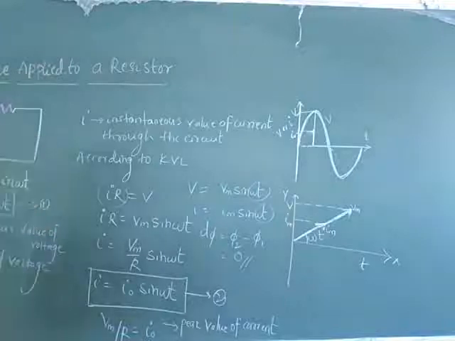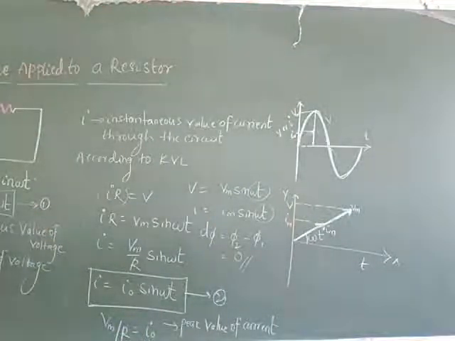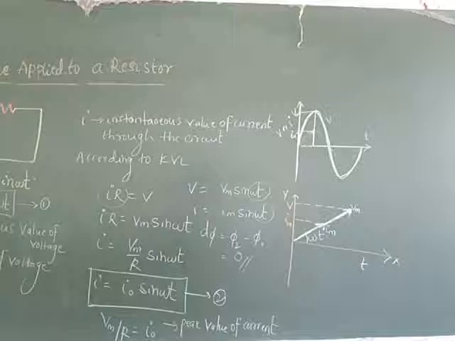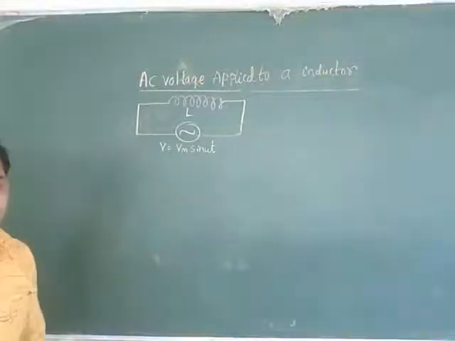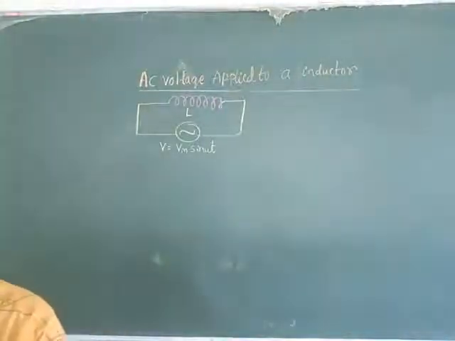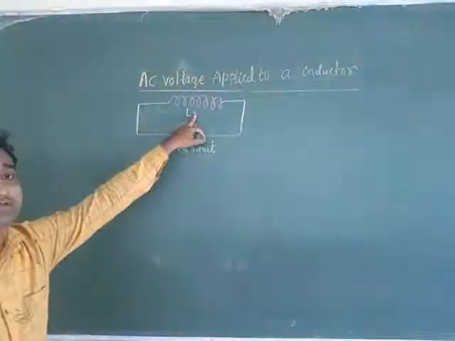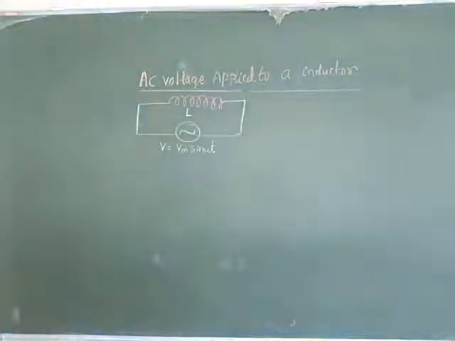Now let us discuss the next one, that is, when AC voltage is applied to an inductor. We have to discuss how the current and voltage behave when AC voltage is applied to an inductor. So consider an inductor of inductance L, connected to an AC source as shown in the figure.